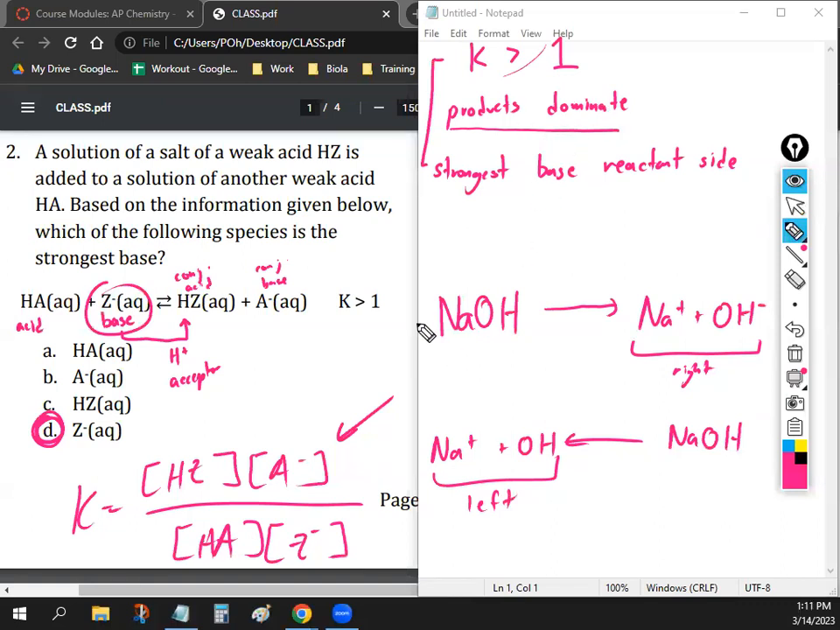And because products dominate between these two, 1 and 2, which reaction seems the most similar to what we have here? It's going to be 1, right? And so that's why the strongest base has to be on the left side. Does that make sense? Yeah. I skipped a couple steps with the math, but that's kind of the reasoning. Okay, let's move on to 3.